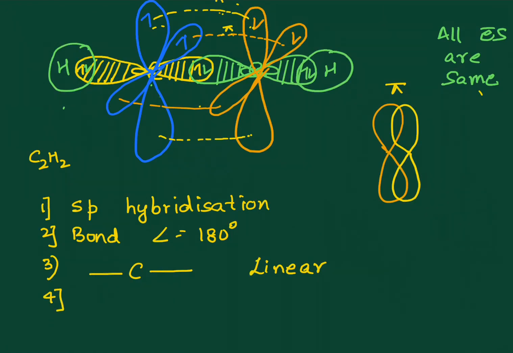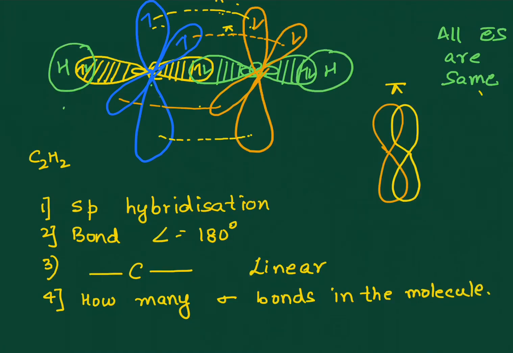My question to you is, how many sigma bonds are there in the molecule? Please pay attention to my question. How many sigma bonds are there in the entire molecule? So we have one sigma bond, we have the second sigma bond, and we have the third sigma bond. So in the entire molecule, there are 3 sigma bonds.